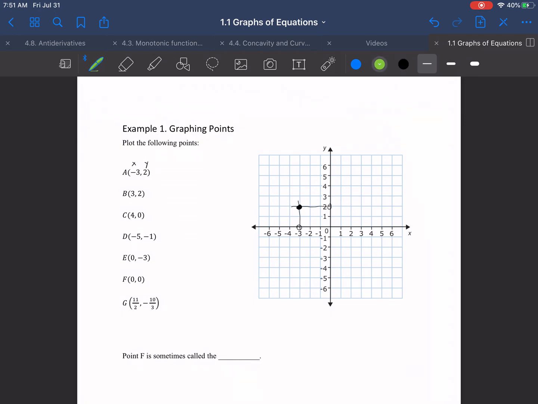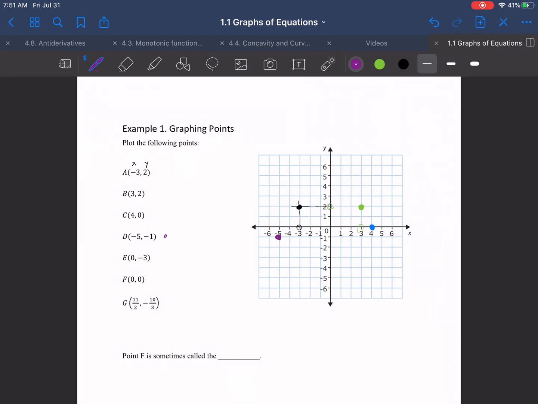For B, it's the point (3, 2). So now we're going to +3, which is over here, and up to 2 again, and where they meet is right there. I'm going to start doing these a little faster. For the next one, that's going to be (4, 0): 0 on Y, 4 on X. Then (-5, -1): -5, -1, that's right there.